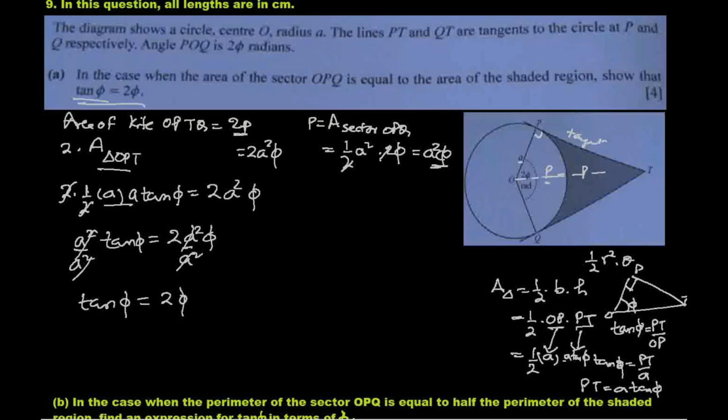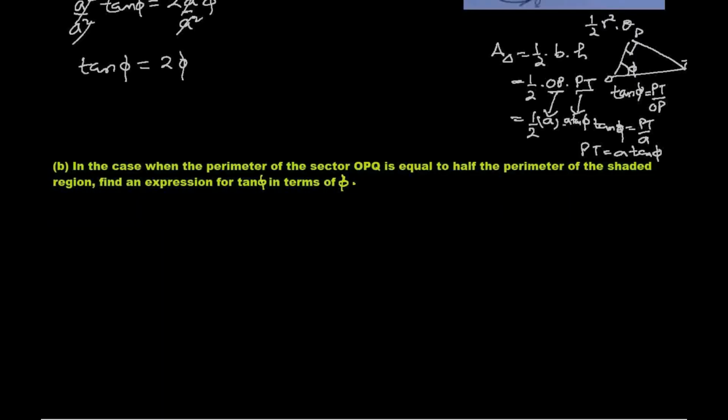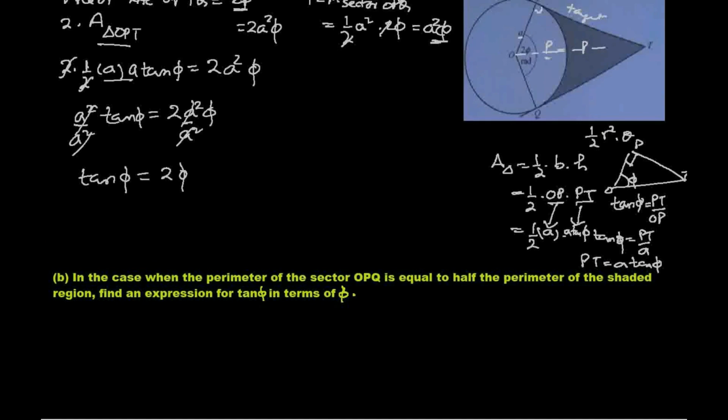Alright, let's go to the second part, which is in case where the perimeter of the sector OPQ, same sector, is equal to half of the perimeter of the shaded region, this one. Find an expression for tan phi in terms of phi. So first the perimeter of the sector OPQ. Perimeter of OPQ is half of the perimeter of the shaded region.